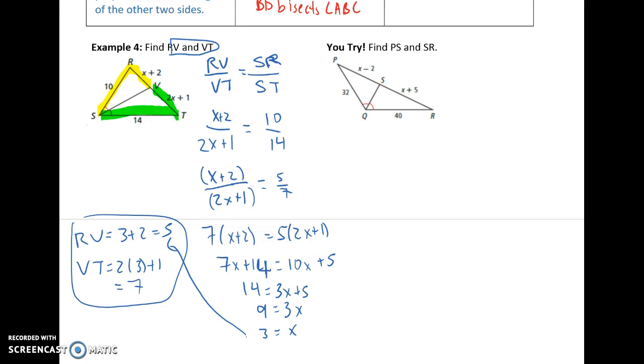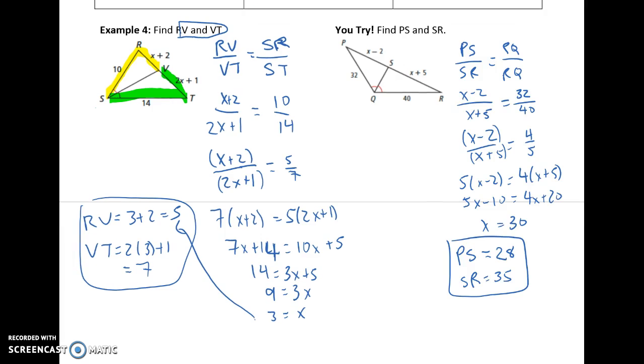Okay? Go ahead and try the you-try problem, being very careful with how you set up your proportion. And hopefully you got these answers. X equals 30, PS is 28, and SR is 35.